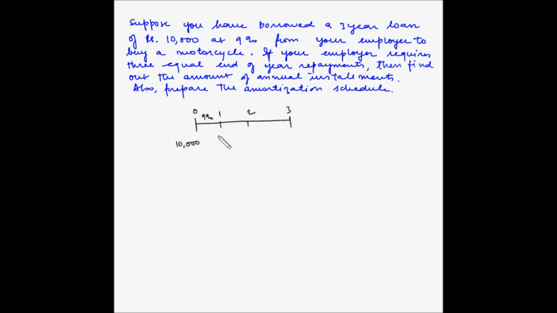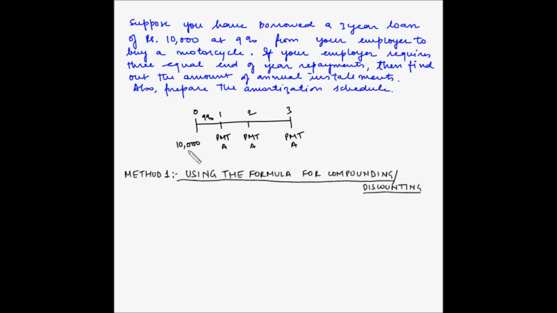And we need to make payments. So let's say the amount of payment is PMT. When using the formula, this is also denoted as A. A stands for the annuity amount. So let's look at the first method to solve this example. Now this loan amount can be broken down into 3 components.